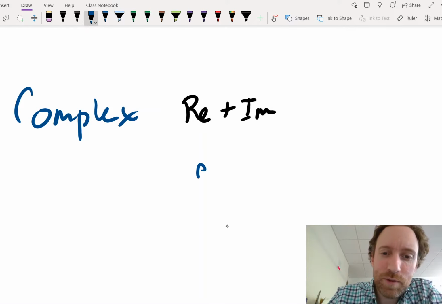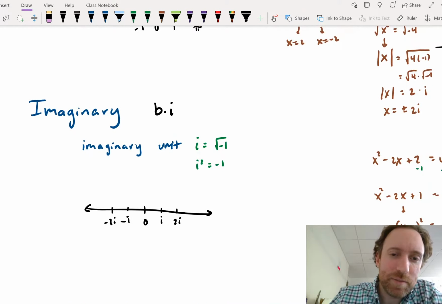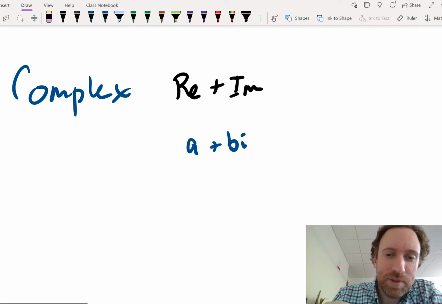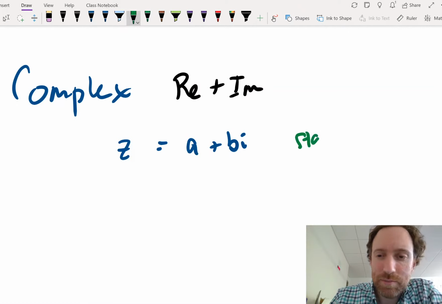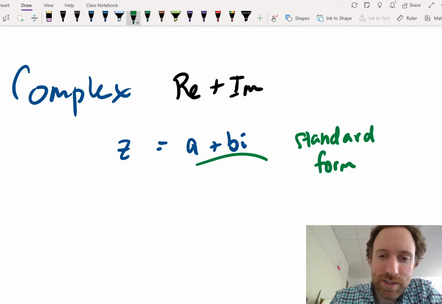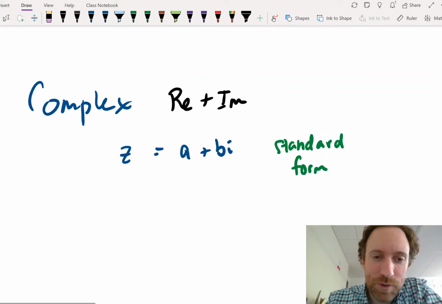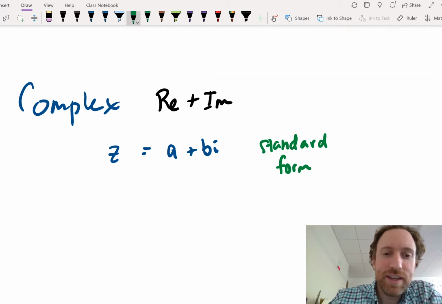Often written in the form a plus bi. That's why up here for my imaginary I wrote bi for my imaginary number. Real number plus imaginary number. Let's call this z. This is a standard form of a complex number. Generally, when you're answering a question with a complex number, you want to try and write it in this form, standard form, with the real part plus the imaginary part. Like so.